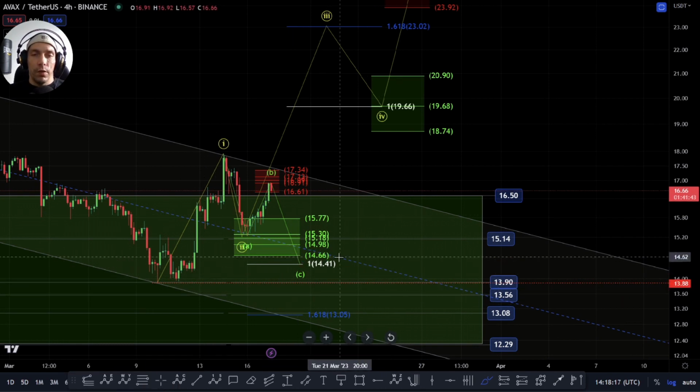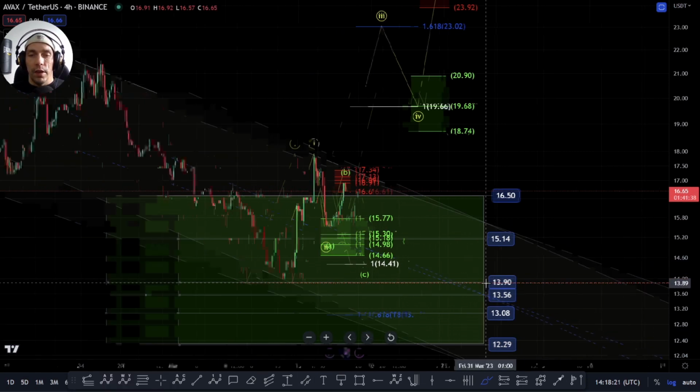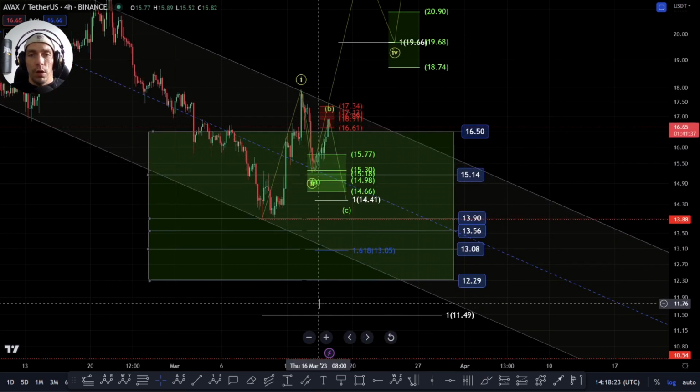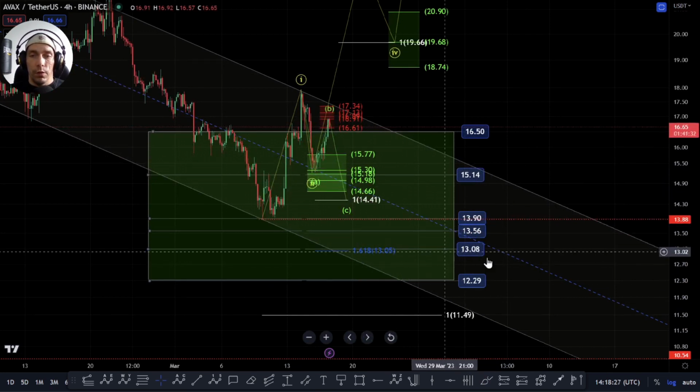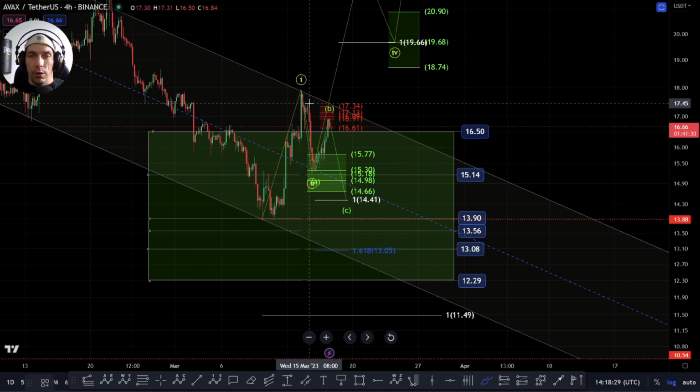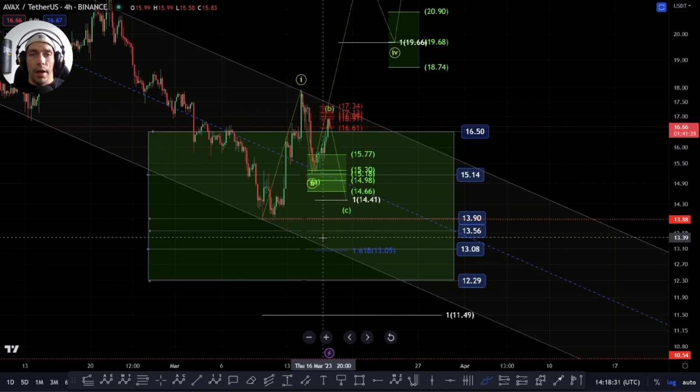If we start to lose this 1466, it becomes more probable we're actually going to lose this 1388, and then what I'd be looking out for would be potentially coming down towards the zone of this 1356 or this 1308 region, and potentially looking to actually retest this channel.